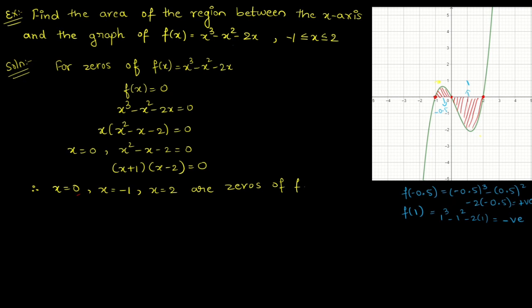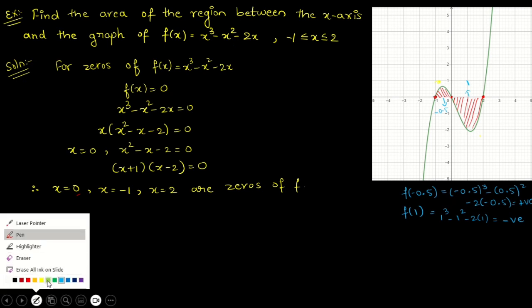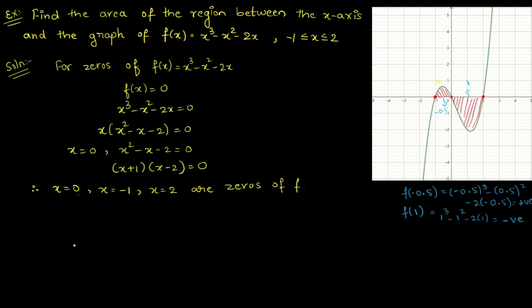So that is just to check if your curve is lying above the x-axis or it is lying below the x-axis. So we are clear here with the idea that the curve is lying above the axis in the first half, and the remaining part is lying below the x-axis. So what we do after we find out the zeros of f, the next step is to subdivide the interval.